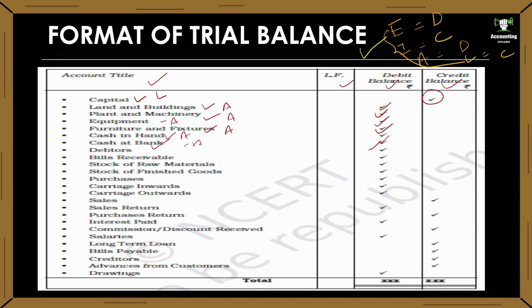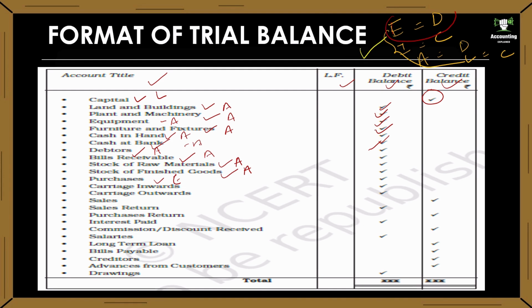If it is a favorable balance, cash at bank will have a debit balance. If the bank balance is negative or unfavorable, then it's called an overdraft. That will have a credit balance. Remember that, okay? Debtors, asset, debit balance. Bills receivable, asset, debit balance. Stock of raw materials, asset, debit balance. Stock of finished goods, asset, debit balance. Purchases, expenses, debit balance.